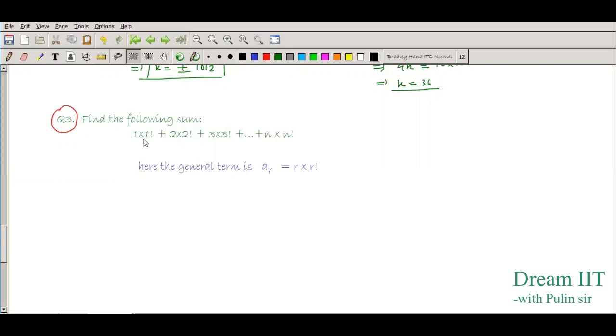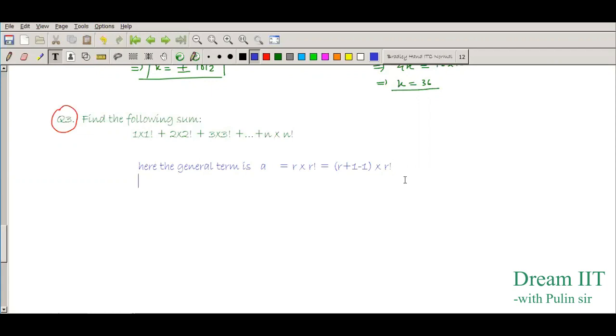First term 1 into 1 factorial, second term 2 into 2 factorial, third term 3 into 3 factorial. So if I am talking about the rth term, it will be r into r factorial. I think there is no problem in understanding so far. So now let us do some technicalities here so that we can arrange this in a good way. So what we'll do, we'll write r plus 1 minus 1 whole times r factorial.